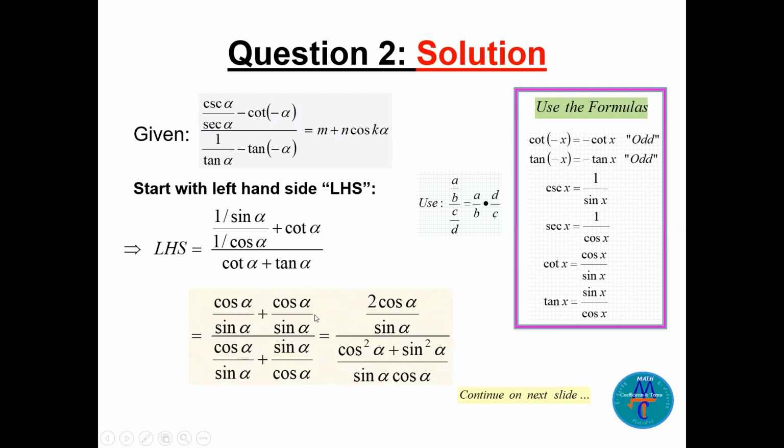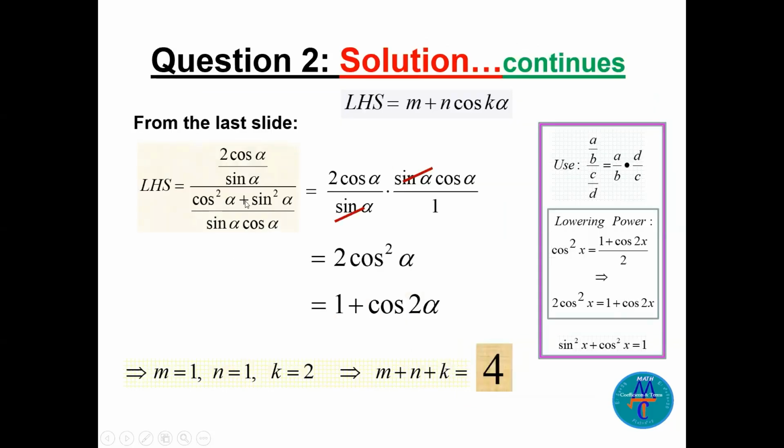Now here in the numerator you have to add, but they have the same denominator, sine of alpha. That's easy. Here we have different denominators, sine of alpha and cosine of alpha. You have to find the LCD. So now we have cosine squared of alpha plus sine squared of alpha. We can continue here. We get 1. Also, we have to use the same division of 2 fractions: 2 cosine of alpha divided by sine of alpha times this one here, sine of alpha cosine of alpha divided by 1. See, that's the formula here.